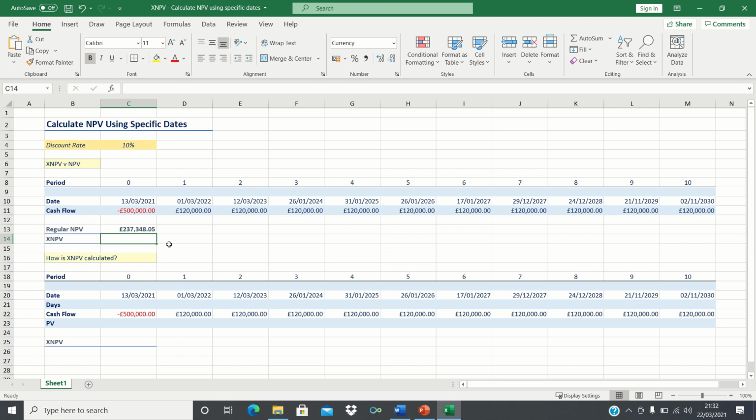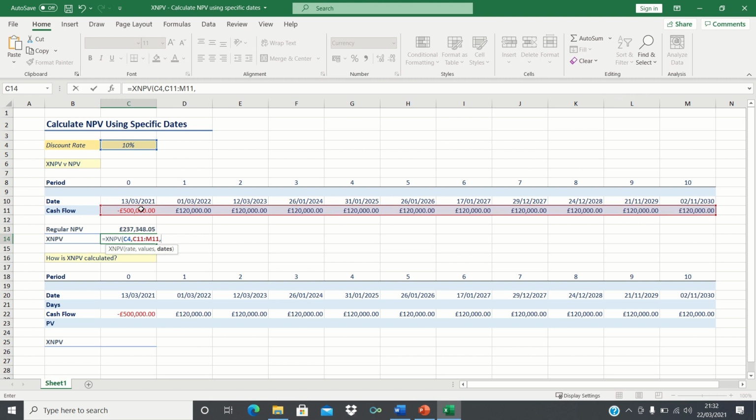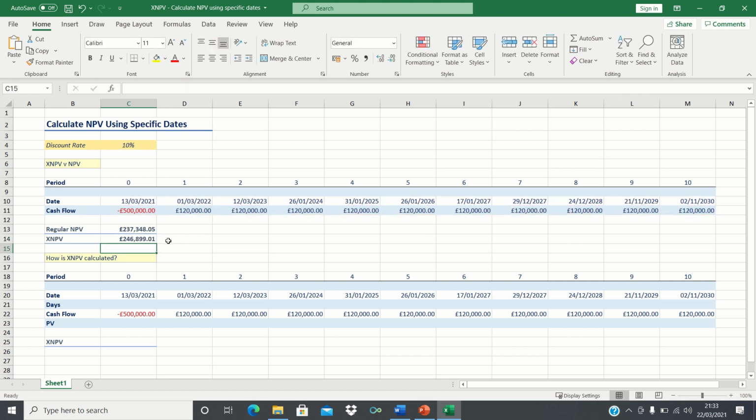To account for this, we can use XNPV, first inputting the discount rate, followed by all cash flows, including the investments, and the dates when they occurred. This returns a more accurate figure, which is almost £10,000 greater. Therefore, by using the regular NPV, we will have underestimated the NPV by a significant amount.